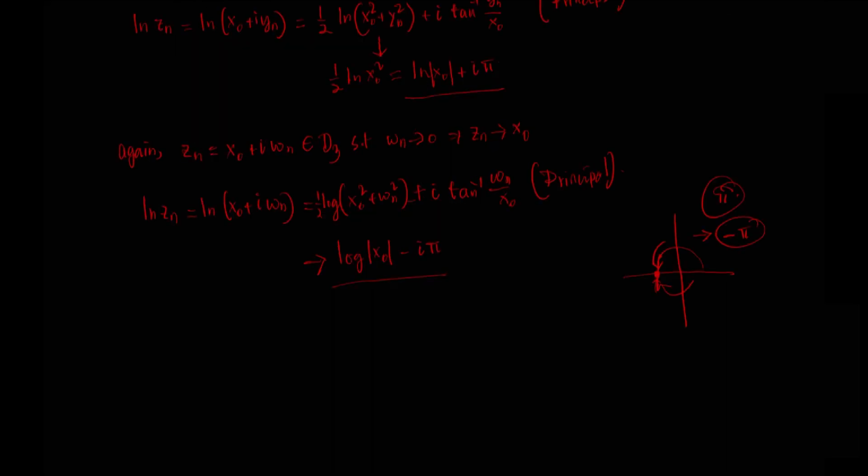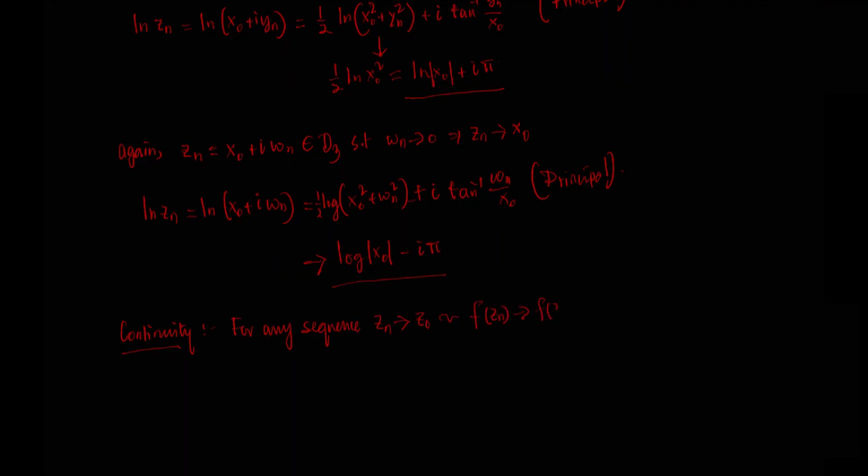So we have actually obtained two different sequences such that they go to different limits. So basically, see continuity, what does it say? Continuity means that for any sequence Zn converging to Z naught, f of Zn must converge to f of Z naught. So this is always true, right? Then f is continuous, if we can show this.